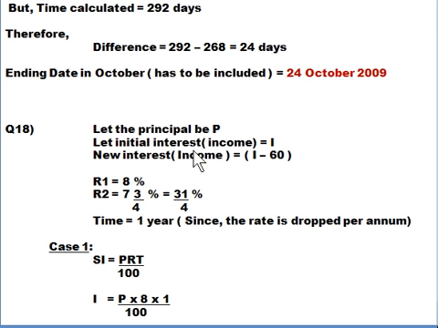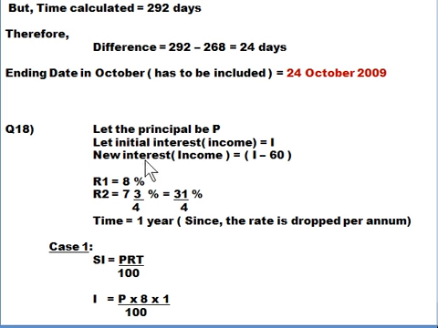Income is nothing but the interest on the money invested. So let the initial interest equal to I. New interest according to the question will be I minus 60, because it dropped. The interest dropped means it was decreased.